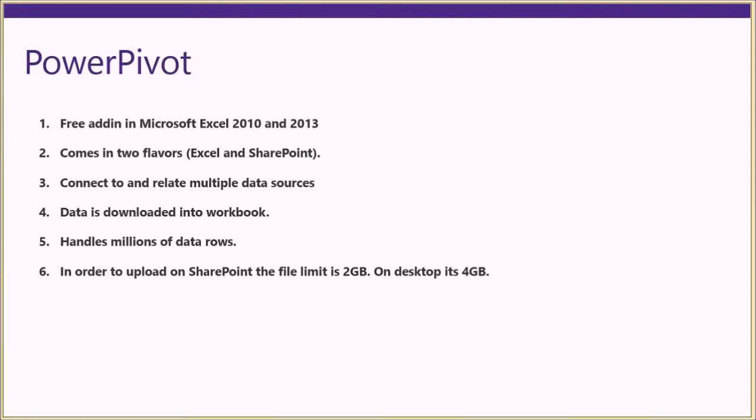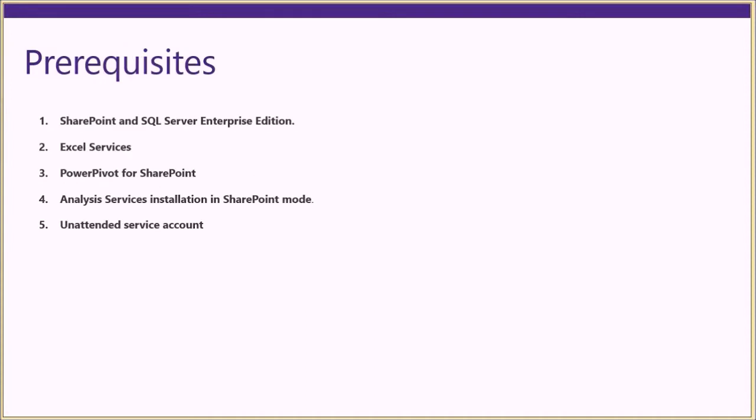Data is downloaded onto the workbook while working with Power Pivots. It can handle millions of data rows. In order to upload an Excel file on SharePoint, the file limit is 2 GB. And if you want to work just on the desktop, it is 4 GB. Now some prerequisites. Power Pivot would require SharePoint and SQL Server Enterprise editions, Excel Services, Power Pivot for SharePoint installation, Analysis Services installation in SharePoint mode, and an unattended service account.